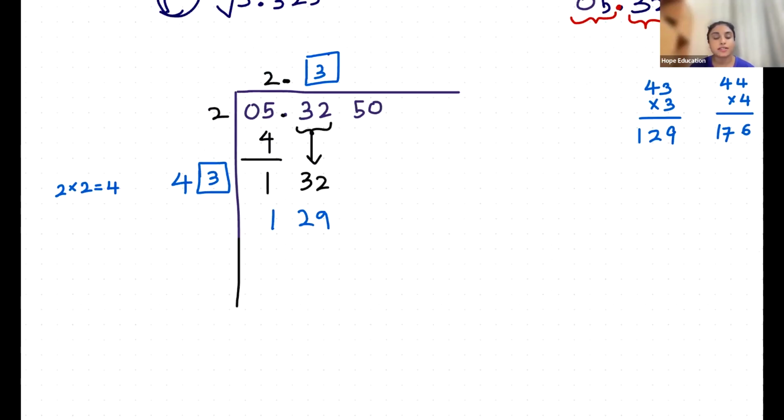All right, we'll subtract. 12 minus 9 is 3. Then 2 minus 2 is 0. So we have 3 remaining. So I bring my next pair down. That is 50. And now I have 350.